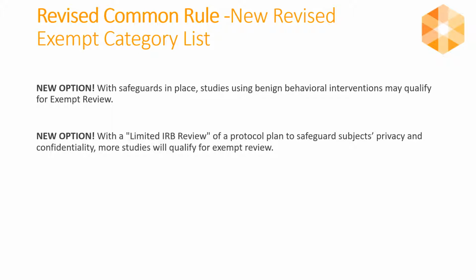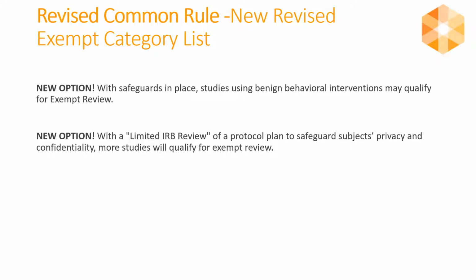Which leads us to exemption 2, which is related to educational tests, surveys, interviews, and observation of public behavior. There are 3 primary changes to this. There's an addition that this only includes interactions involving educational tests, surveys, interviews, and observation of public behavior. This exemption 2 is not applicable to research involving interventions. So you want to take note of that.